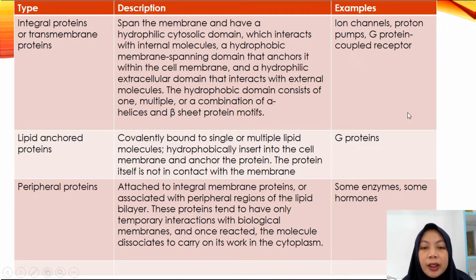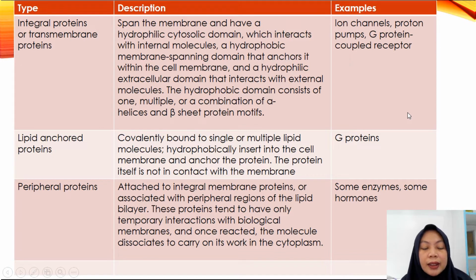Another type of protein is the lipid anchored protein. It is covalently bound to single or multiple lipid molecules, which hydrophobically insert into the cell membrane and anchor the protein. The protein itself is not in contact with the membrane. An example for this is the G proteins. This is an example of the lipid anchored proteins.